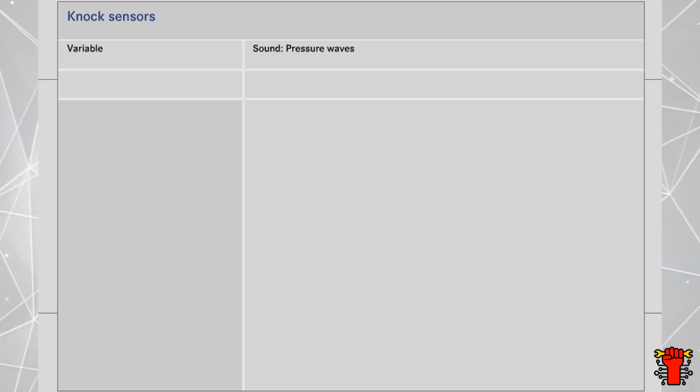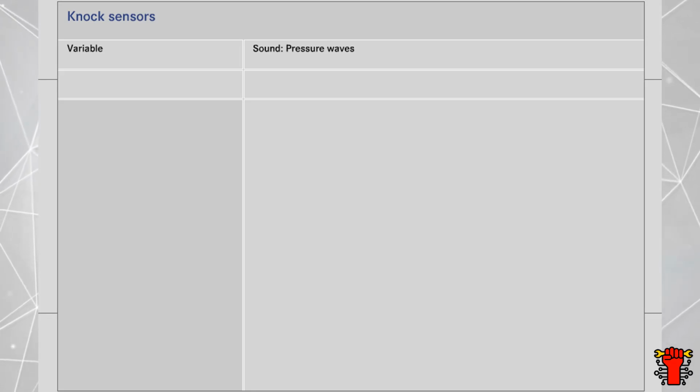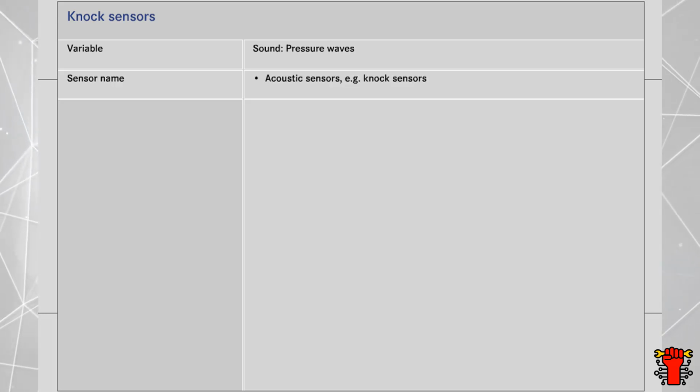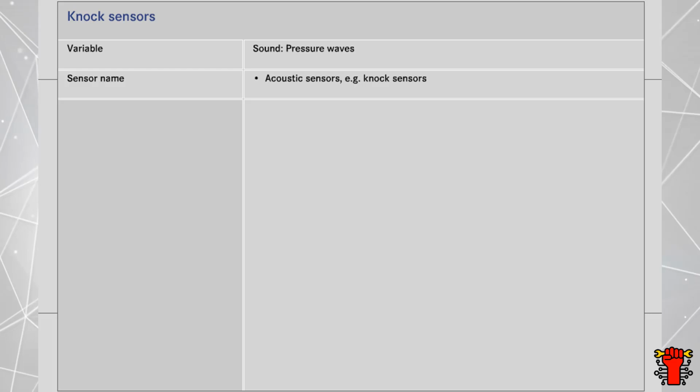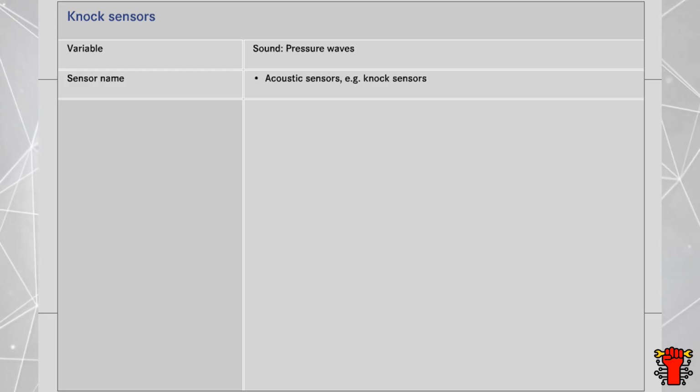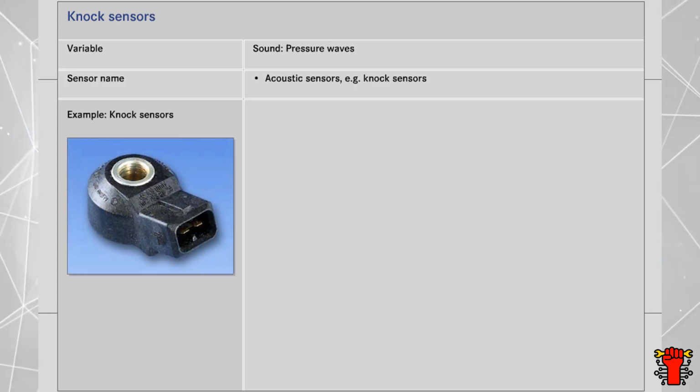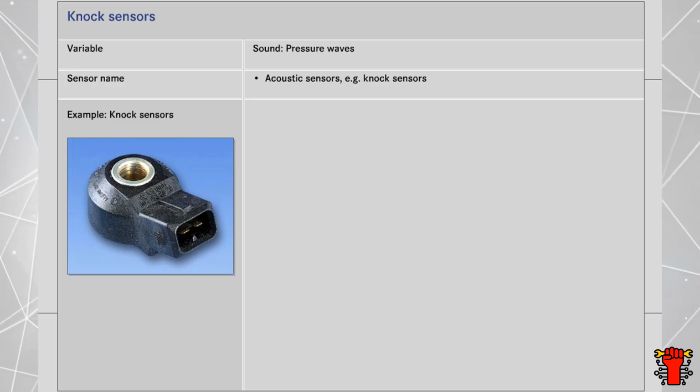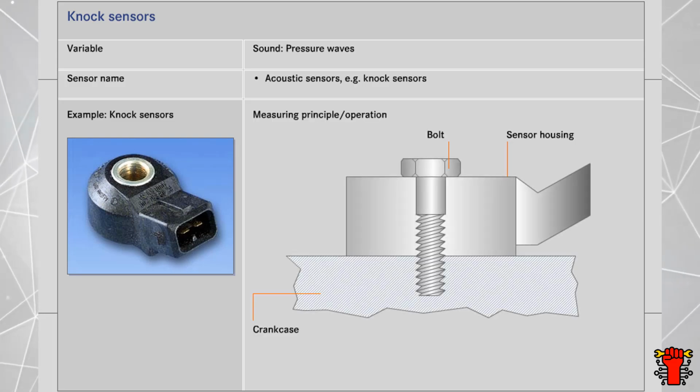Sound consists of pressure waves which, for example, dissipate through the air or through solid materials such as metal. Acoustic sensors are used for measuring pressure waves. One such example are knock sensors which register combustion noise in the engine. Let's have a closer look at the measuring principle of a knock sensor. The knock sensor is bolted to the crankcase.